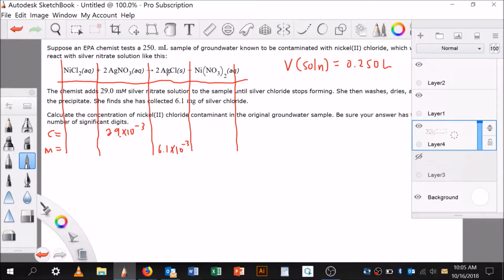Now, first thing I'm going to do is find how many moles of this there are. When I have a stoichiometry problem, I'm virtually always doing a moles of A to moles of B game. This is always a moles to moles game. So let's put our molar mass, which I'm going to write as formula weight of silver chloride.